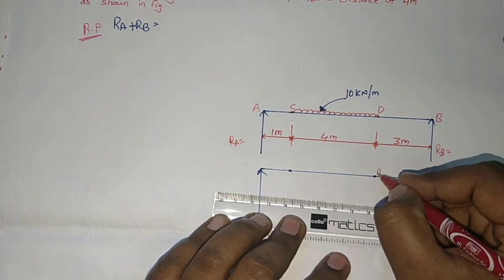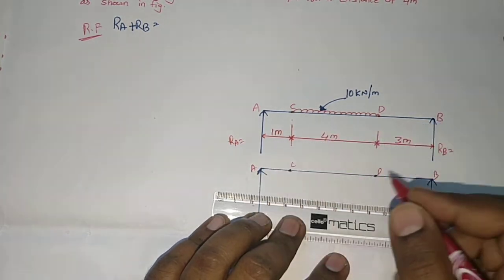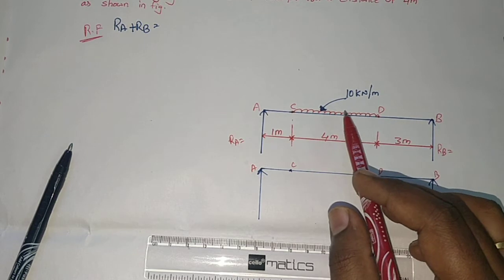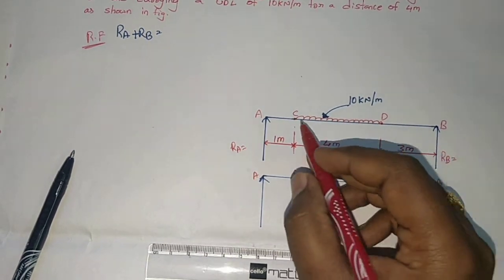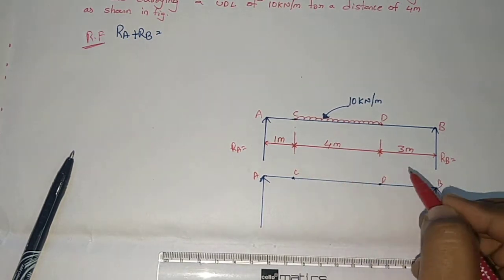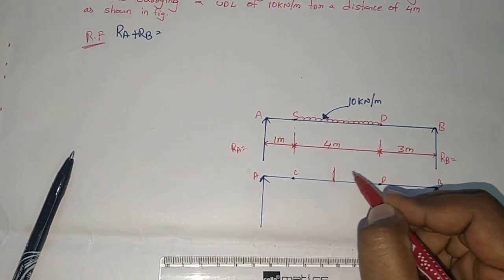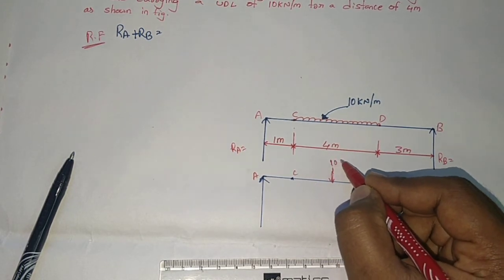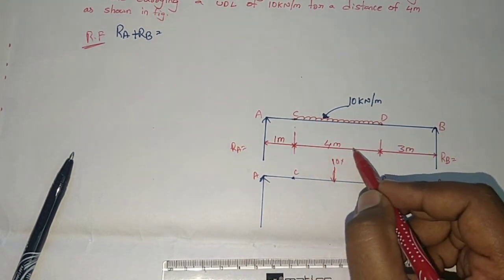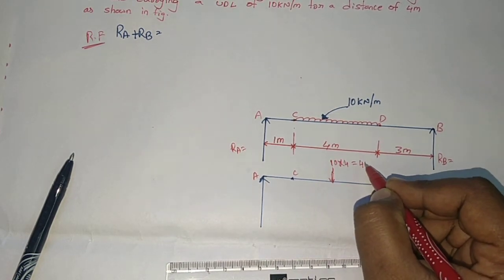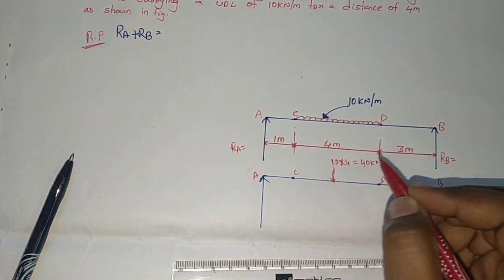Observe that from C to D the UDL load is applied. I have to convert this load. The UDL acts at the midpoint of C to D. Here the load is 10, applied over a distance of 4 meters, so 10 into 4 equals 40 kilonewtons. It is the converted load.